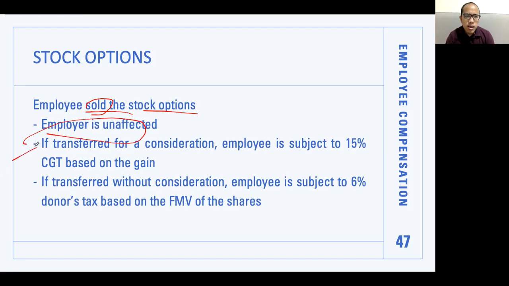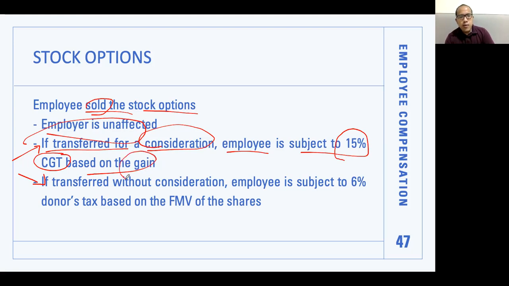Now, you look at the employee. Ito yung effect kay employee. If the stock options were transferred for a consideration, then it results into a sale transaction. Therefore, the employee is subject to 15% capital gains tax based on the actual gain. Kasi titignan mo na lang siya parang bentahan. Binenta niya yung stock options niya. So dahil binenta niya yung stock options niya under the tax code, it will be subjected to capital gains tax, 15% of the capital gains.